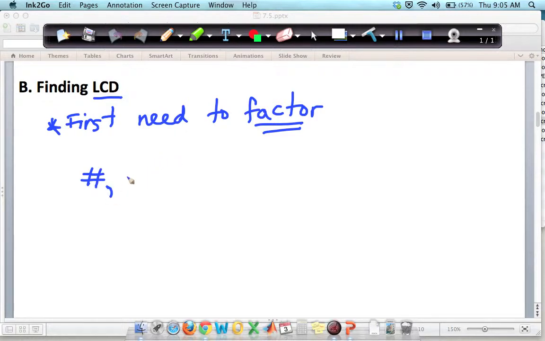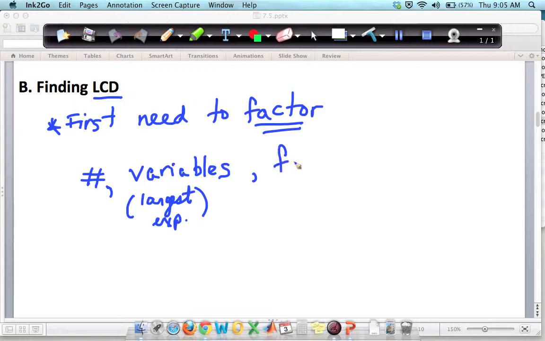Then look at any variables you have that are by themselves, like an x or a y. No addition or subtraction sign, just your variables. And you always take the largest exponent of your variable. This is the only way you'll be able to cancel out your denominators, is if you take the largest exponent. And then you look for any factors you might have, and if they have that factor in common, you only have to count it once. An example of a factor would be x plus 2. So number, variables, factors. So let's practice finding the LCD before we even start solving.